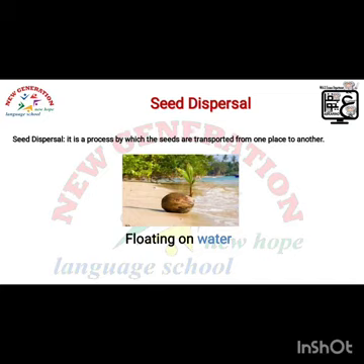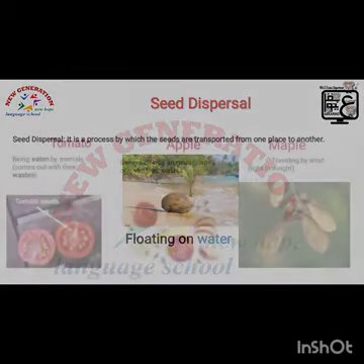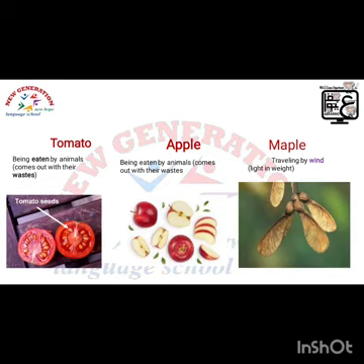Seed dispersal. Seed dispersal is a process by which seeds are transported from one place to another, like floating on water, or like a tomato or apple being eaten by animals and coming out with their wastes.